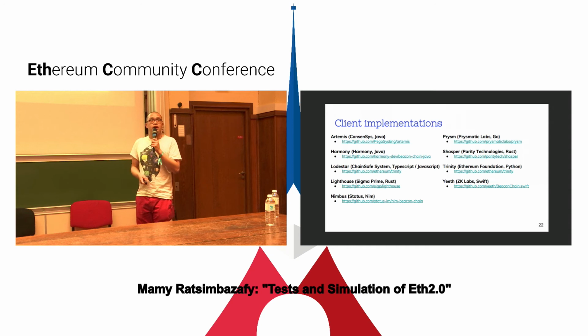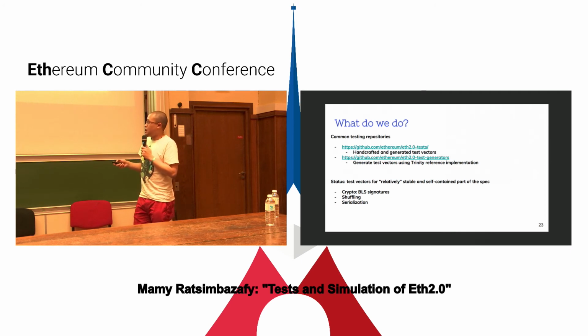So, a link to all implementer teams. We have 2 clients in Java, 1 in TypeScript, 2 in Rust, 1 in Nim, 1 in Go, 1 in Python, and even 1 in Swift that started only 2 months ago. Everyone is targeting some kind of testnet by the end of March, and then once it works locally, we will be, I guess, talking about doing a testnet with multiple clients.